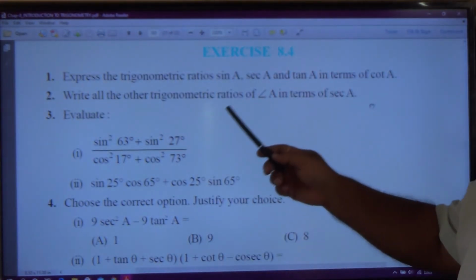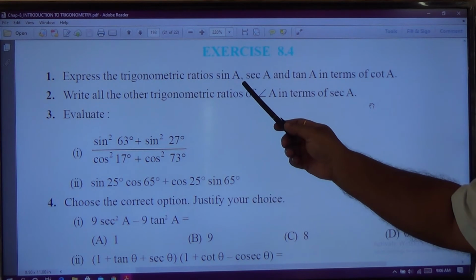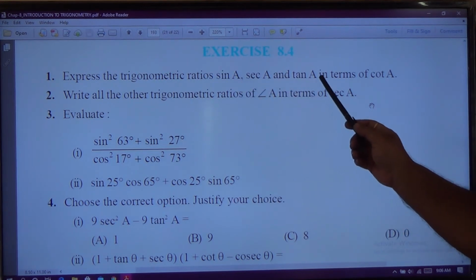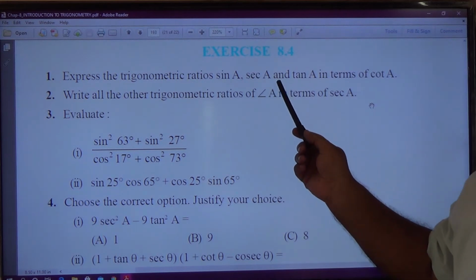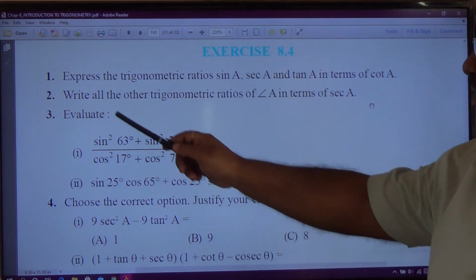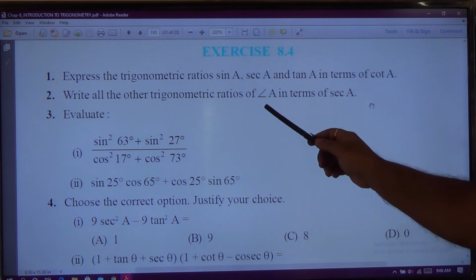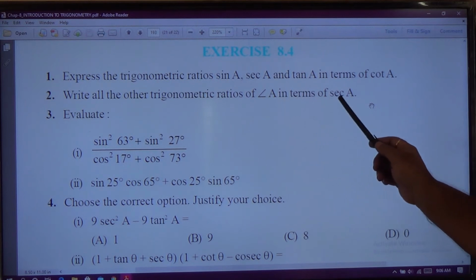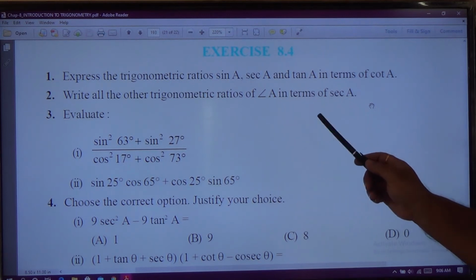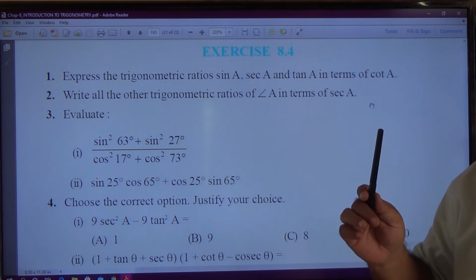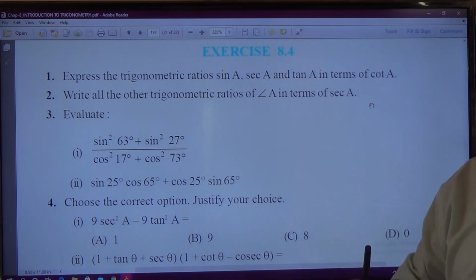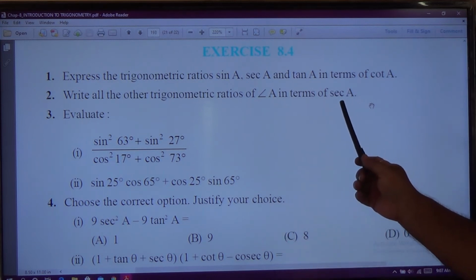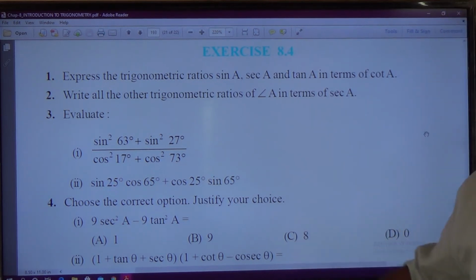Exercise 8.4. Express the trigonometric ratios sin A, secant A and tan A in terms of cot A. This I have already solved, a similar type. You attempt. Second one, write all the other trigonometric ratios of angle A in terms of sec A. That means sin, cos, tan, cosec and cot should be expressed in terms of secant A. So let us try to do this sum now.